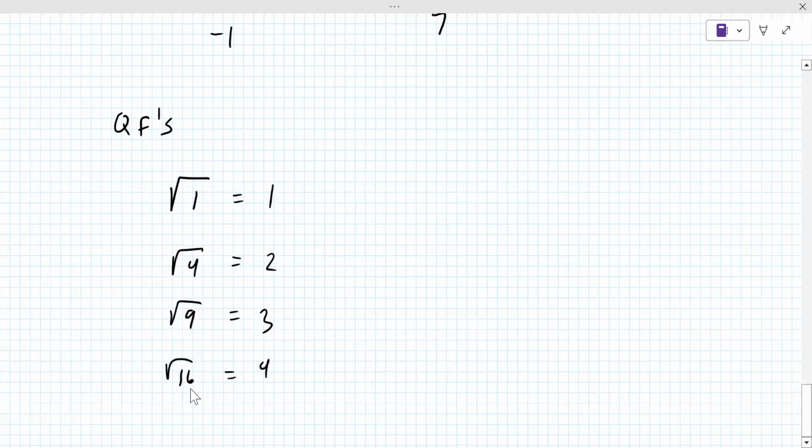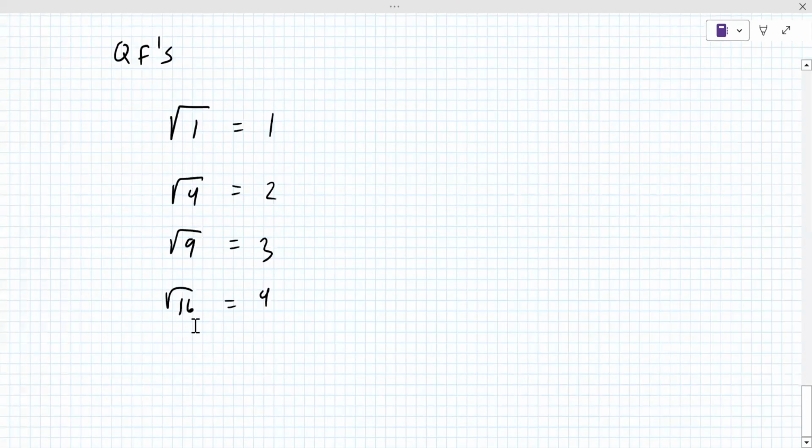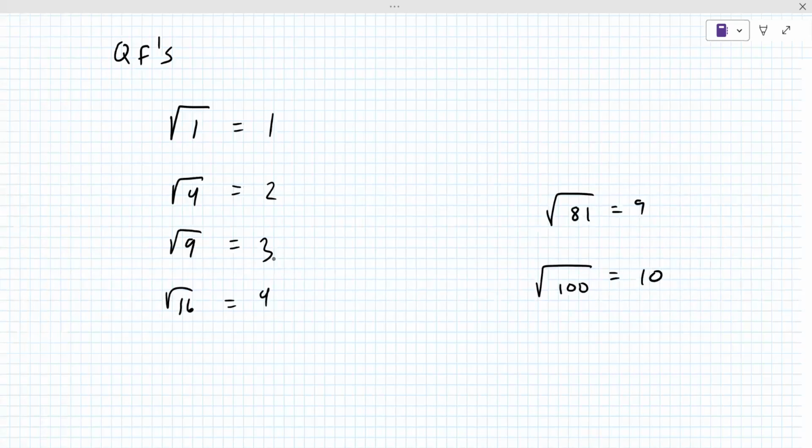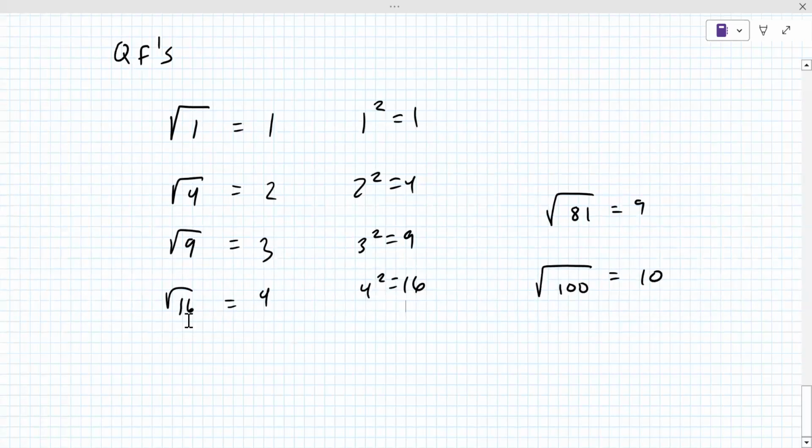How far up do you feel like you know your square roots? I know that the square root of 81 is 9. Okay, how about past that, like square root of 100? Oh, 10. Okay, so notice the relationship. 1 squared is 1, 2 squared is 4, 3 squared is 9, 4 squared is 16. Notice how if you square the number, you get the number under the root. Another way I can ask you this is, how big of a square do you feel like you know without having to write something down?